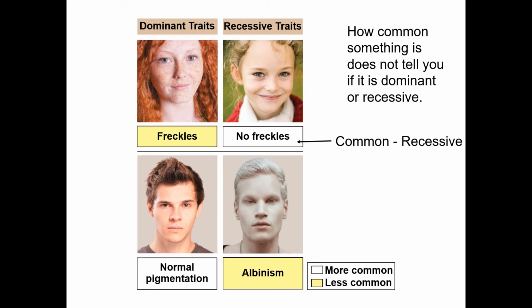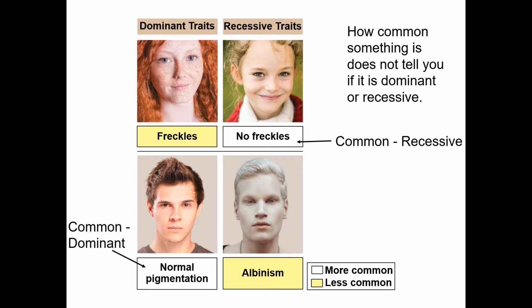On the flip side, having normal pigmentation versus being an albino has a different relationship. If you're heterozygous, you will be normally pigmented. If you're homozygous recessive, you could be an albino. Being an albino is extremely rare, so you can see that the thing that is common, no freckles and normal pigmentation, has very little to do with whether or not the trait is dominant or recessive.